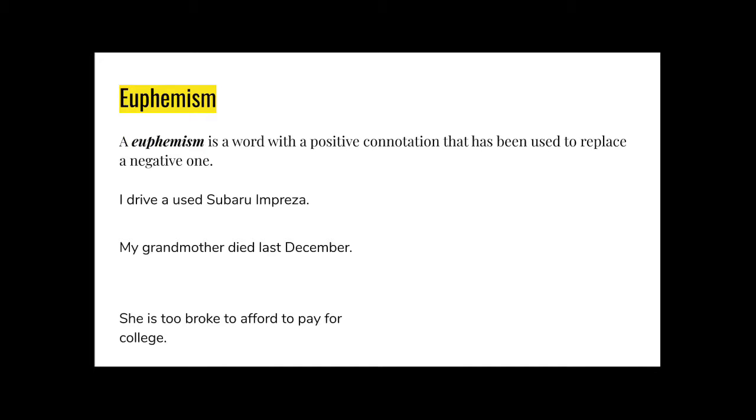We do need to look at one more word that we will come across when we read, and this is known as a euphemism. All a euphemism is, is a word that has a positive connotation, but it's been used to replace a negative one. To help you understand euphemisms, let's look at some examples. Here we have 3 sentences. I drive a used Subaru Impreza. My grandmother died last December, and she is too broke to afford to pay for college.